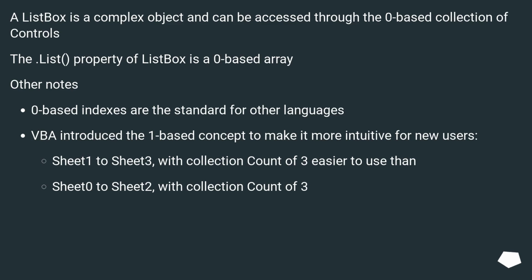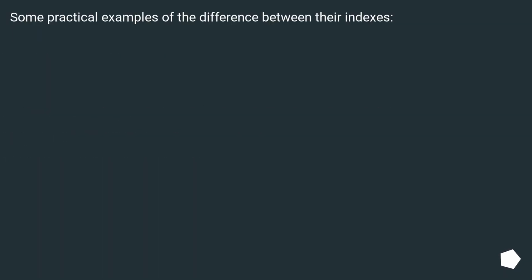VBA introduced the one-based concept to make it more intuitive for new users. Sheet 1 to Sheet 3, with a collection count of 3, is easier to use than Sheet 0 to Sheet 2, with a collection count of 3. Some practical examples of the difference between their indexes.